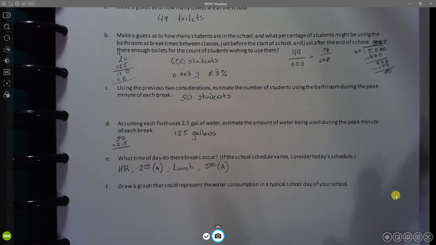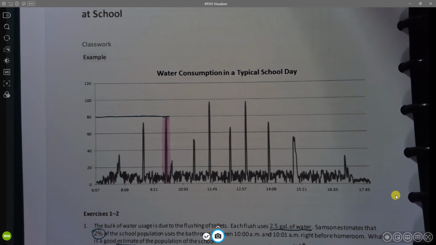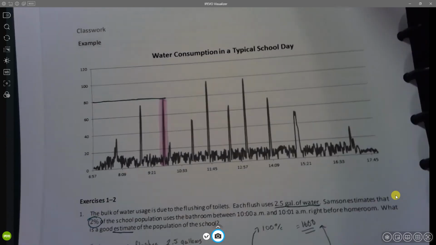It says draw a graph that could represent the water consumption in a school in a given day. Well, we got a pretty decent graph over here, water consumption in a typical school day. So I wouldn't expect us to do that. So no big issues there, no worries.